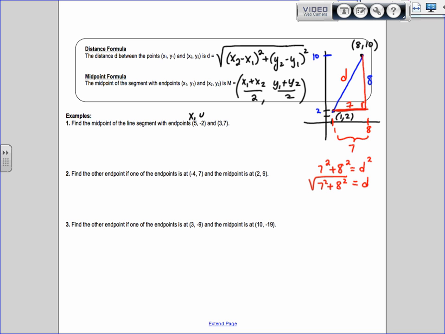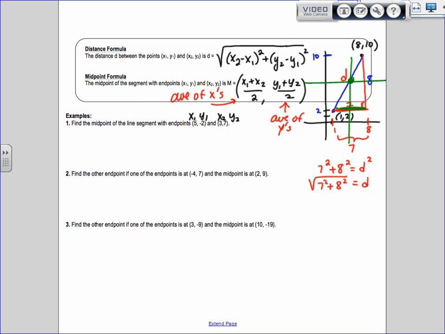So I can label x1, y1, x2, y2. What I'm doing is I'm averaging my x's. So this is the average of the x's and the average of the y's. That's all I'm doing. Like in my picture, if I'm between 1 and 8, I want to find the thing that's directly between 1 and 8. So 1 plus 8 is 9, divided by 2 is 4.5. I want to go over to 4.5. And then if I'm separating 10 and 2, 10 plus 2 is 12, divided by 2 is 6.